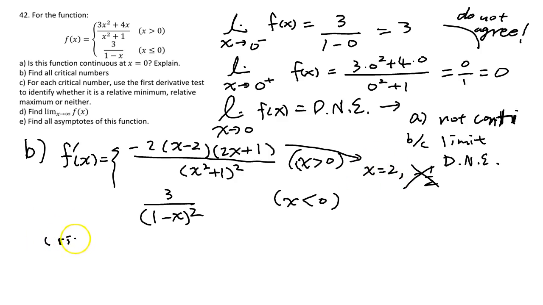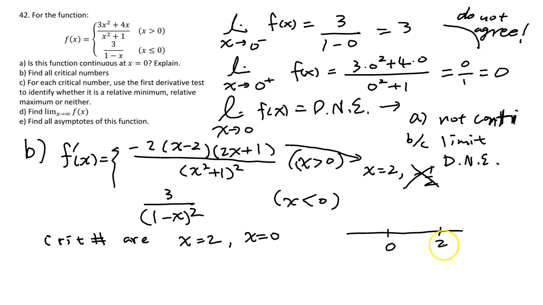So what are the critical numbers? The critical numbers are x equals 2, and the other one is x equals 0, because we already know that there f prime does not exist. Okay, now let's try to figure out whether these are relative max, relative min, or neither. So let's put the critical numbers 0 and 2, and f prime.